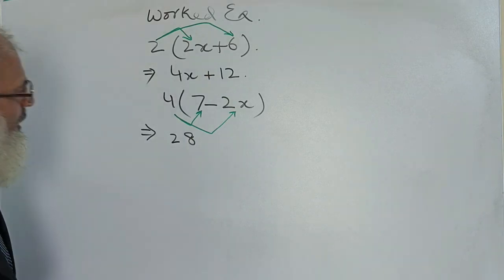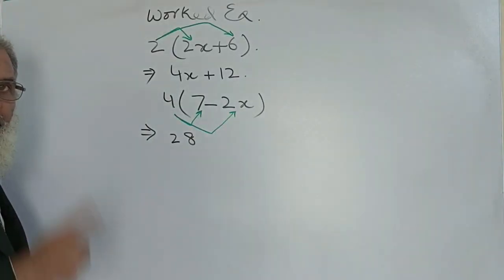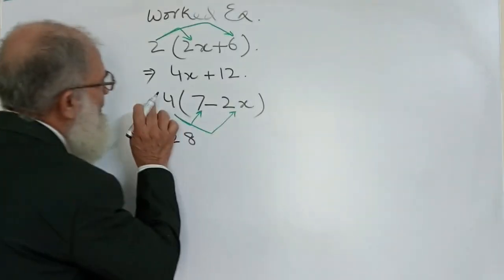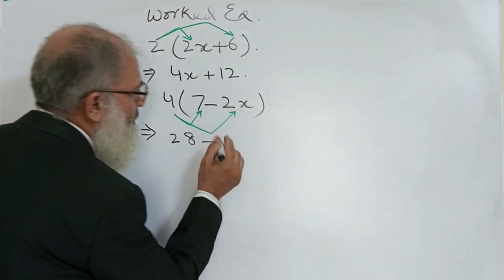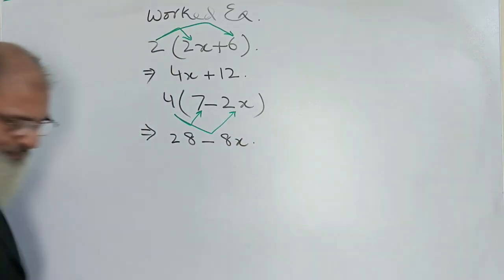So plus multiplied by minus. Recap from my previous lectures: plus multiplied by minus is minus. 4 times 2 is 8 and x will remain as it is.